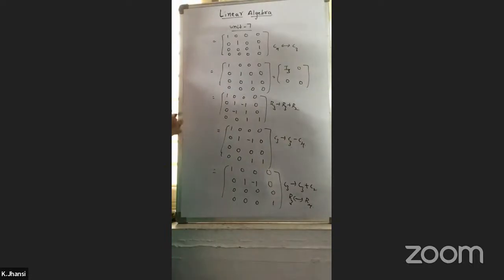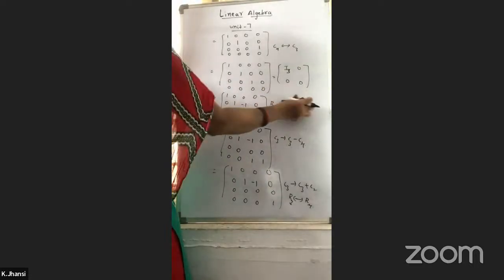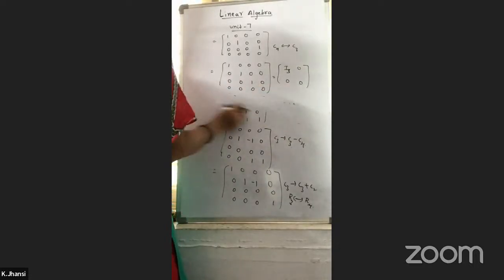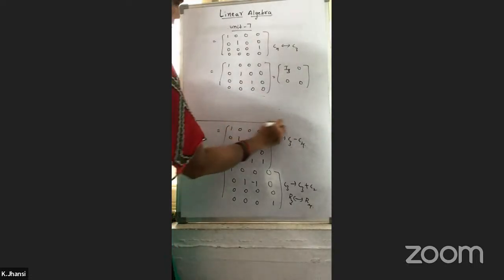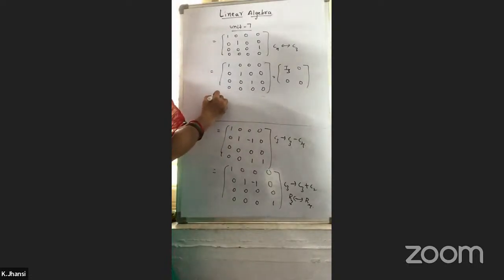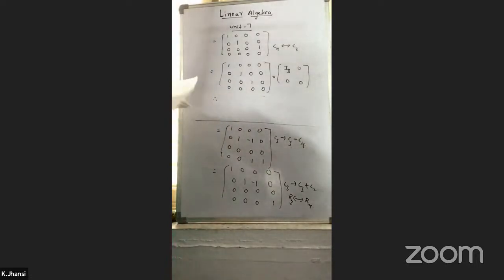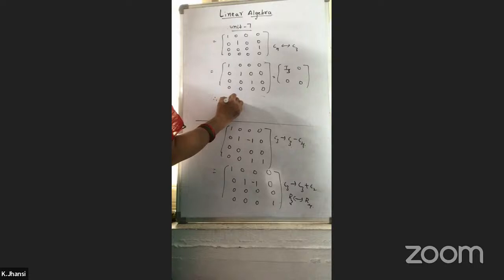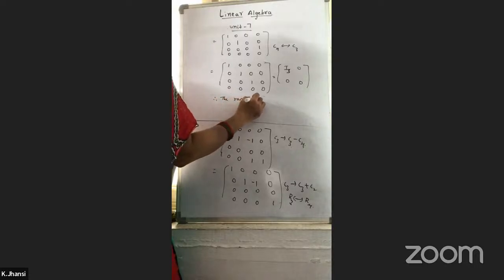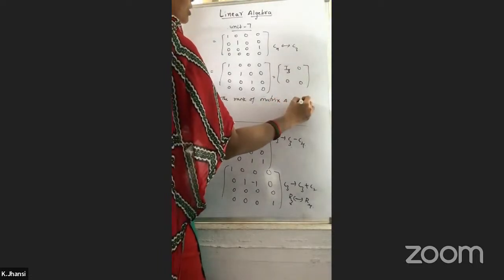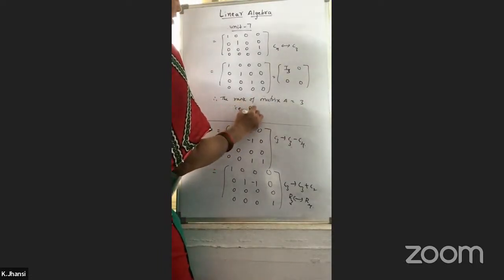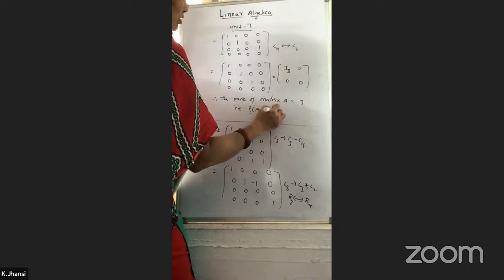So what is the rank of the matrix? The rank of the matrix is, therefore, 3. Therefore, the rank of matrix A is equal to 3. That is, we can write it as rho of A is equal to 3.